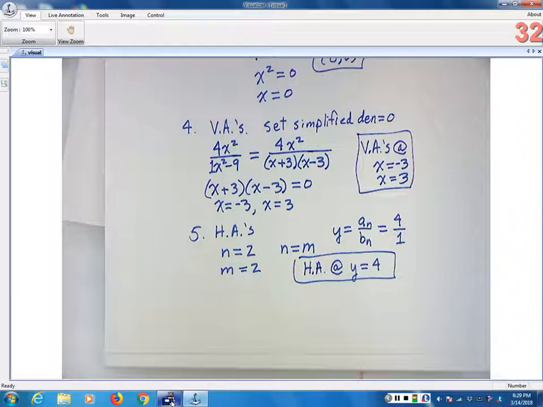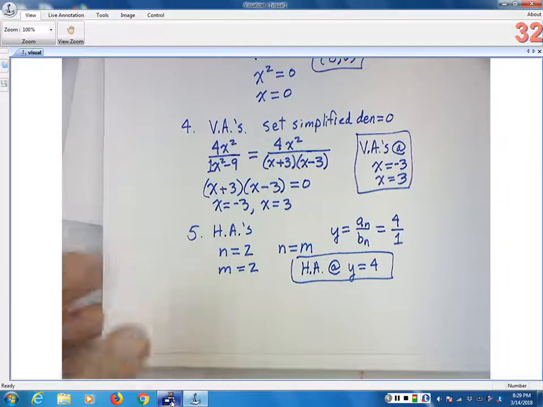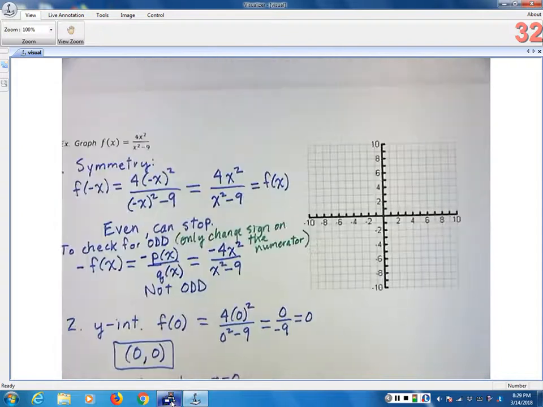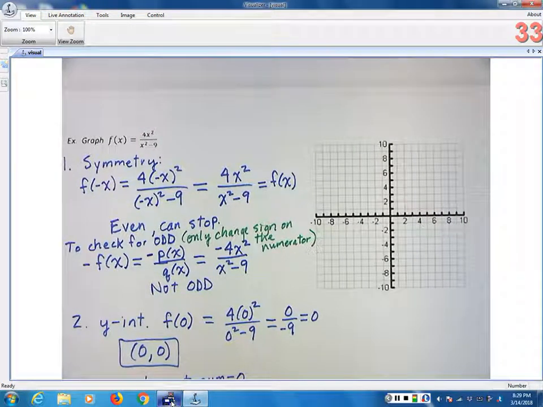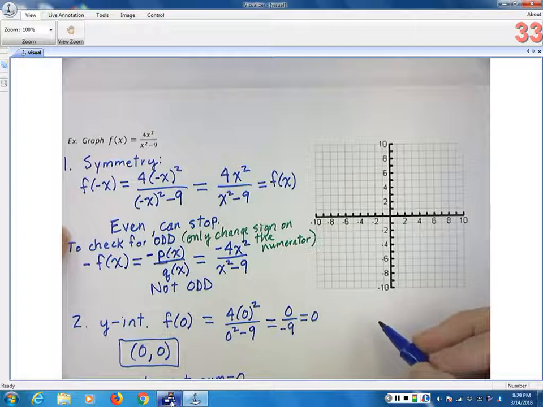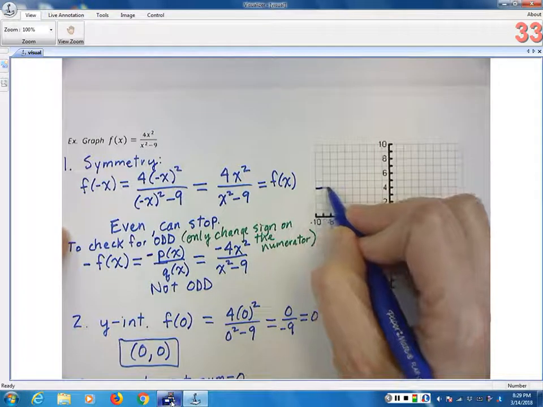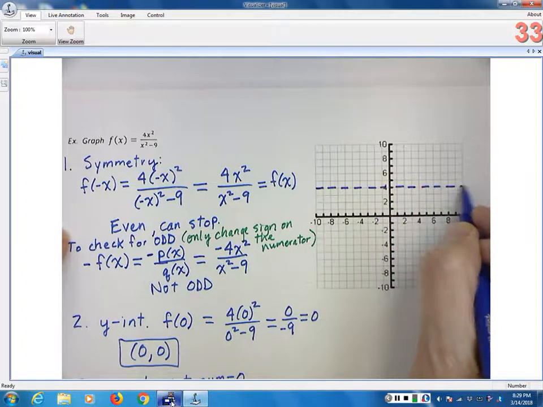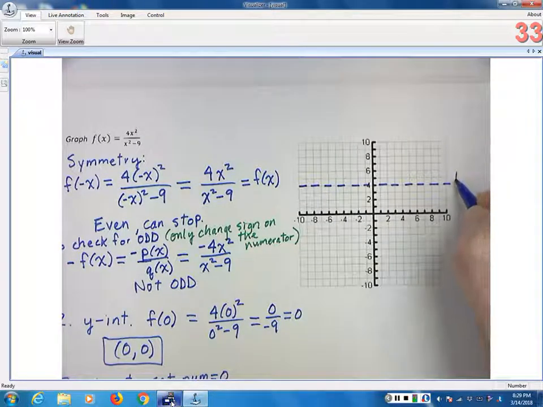Okay, so we've got vertical asymptotes, we've got horizontal asymptotes. We've got that it's even, and we've got an intercept. So let's just go ahead and draw that part first. When you make a graph for me of these things, you're required to draw the horizontal and vertical asymptotes. So the horizontal line y equals 4 is right here. And we label it HA at y equals 4.